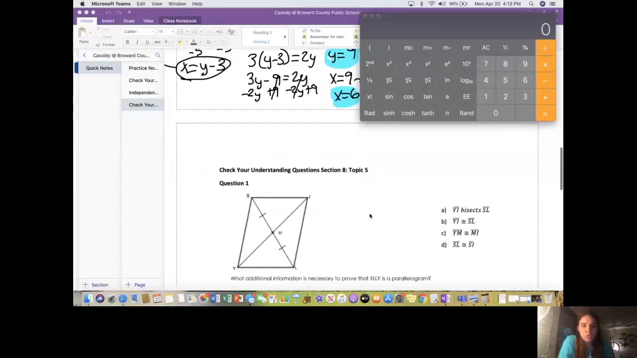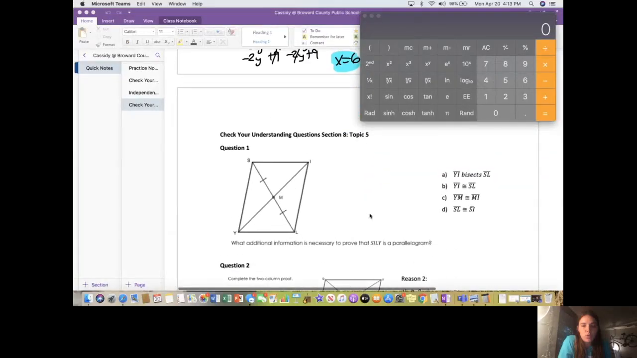All right, so this is for section 8, topic 5, the check your understanding questions. First, we're going to start with number 1. All righty, so what additional information is necessary to prove that SILY is a parallelogram? Let's go through each of these answer choices and see what's helpful.